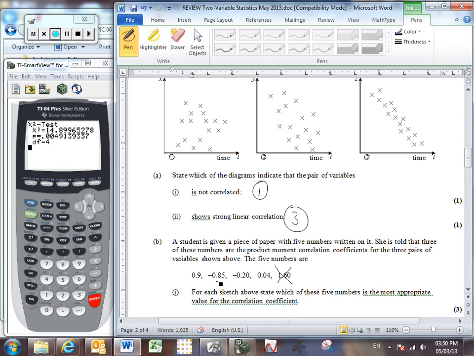This is the strong negative one, isn't it? So this one's going to be diagram 3. This one is almost no correlation, so that's diagram 1. So for 1, it's 0.04. For diagram 3, the strong negative, that's going to be negative 0.85. And then it looks like I have a slightly weak but negative correlation there. I guess that one's the negative 0.20.